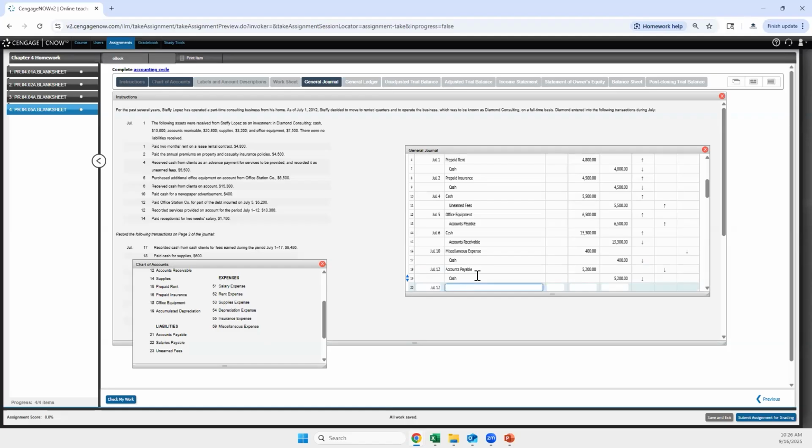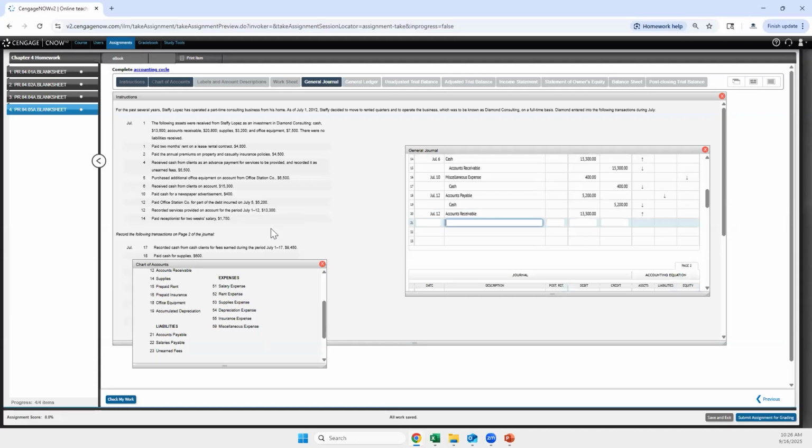July 12th, recorded services provided on account for the period July 1 through 12 at 13,300. So that's going to be a debit to accounts receivable, 13,300, and then a credit to revenue. What is our revenue account? Fees earned.